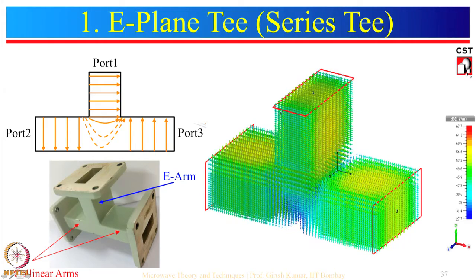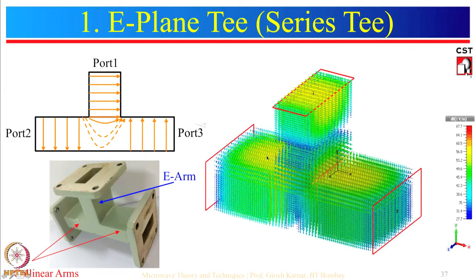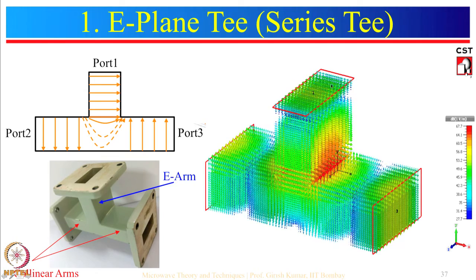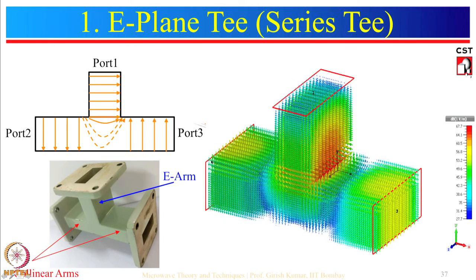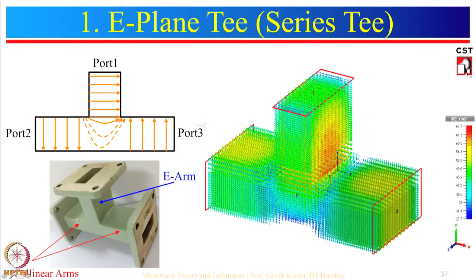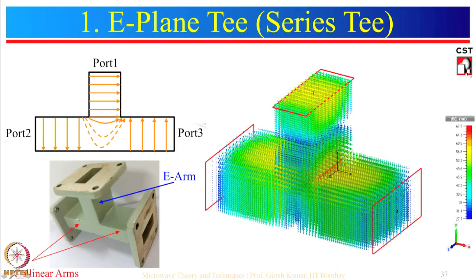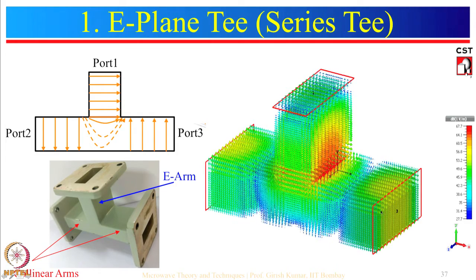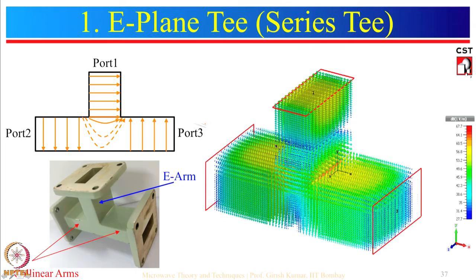You can see from this also, this is port 1, this is port 2, this is port 3, and we are providing input from this port, and the output is getting divided at this point, and the direction of the arrows at these two ports are opposite to each other. That means they are 180 degrees out of phase. I have this E-plane T with me also. This is port 1, this is port 2, this is port 3. If we provide input at this, the power will be divided in this and this, but the outputs will be 180 degrees out of phase.